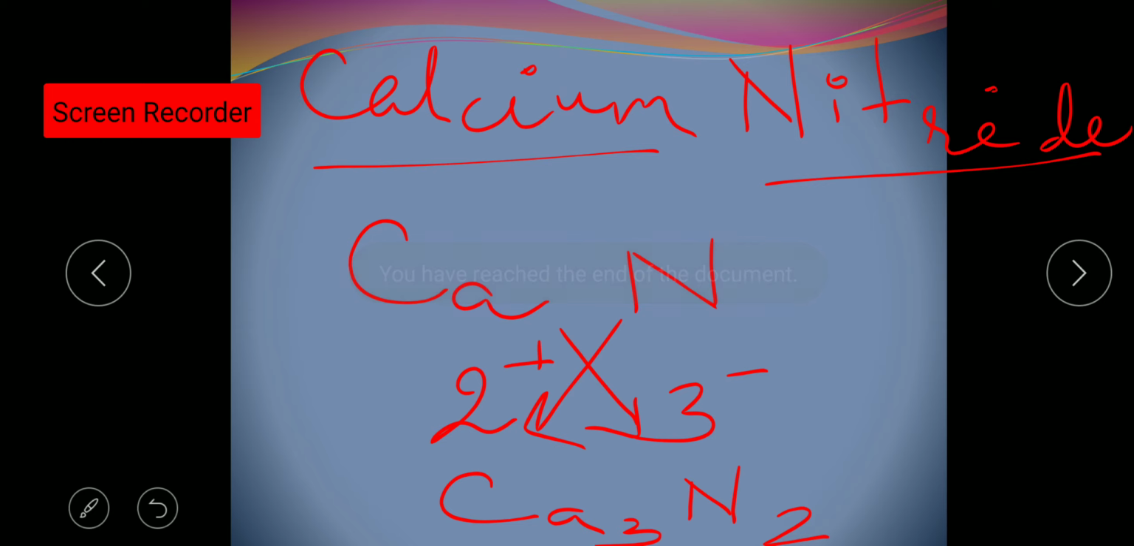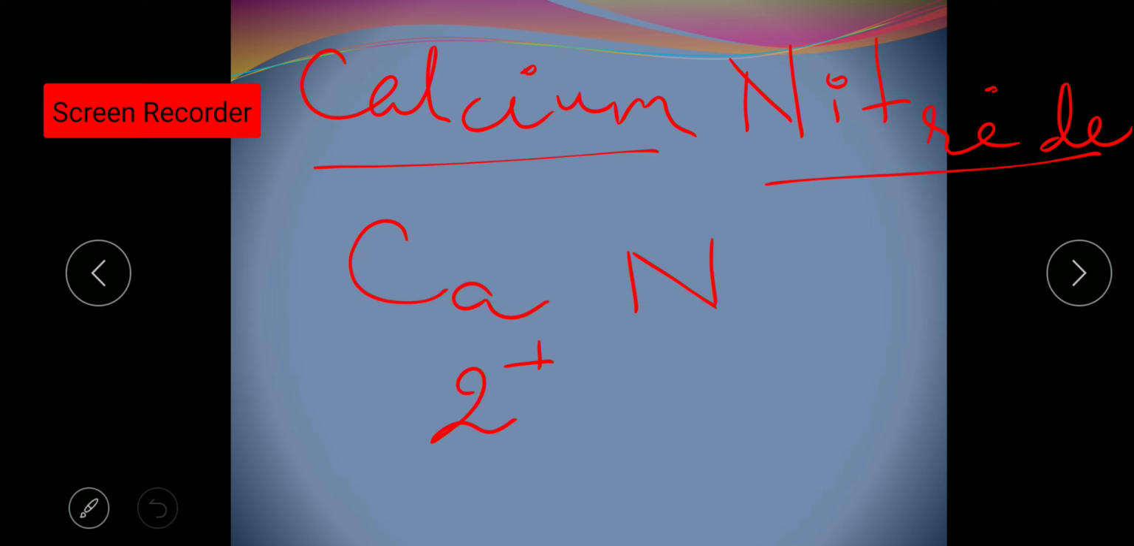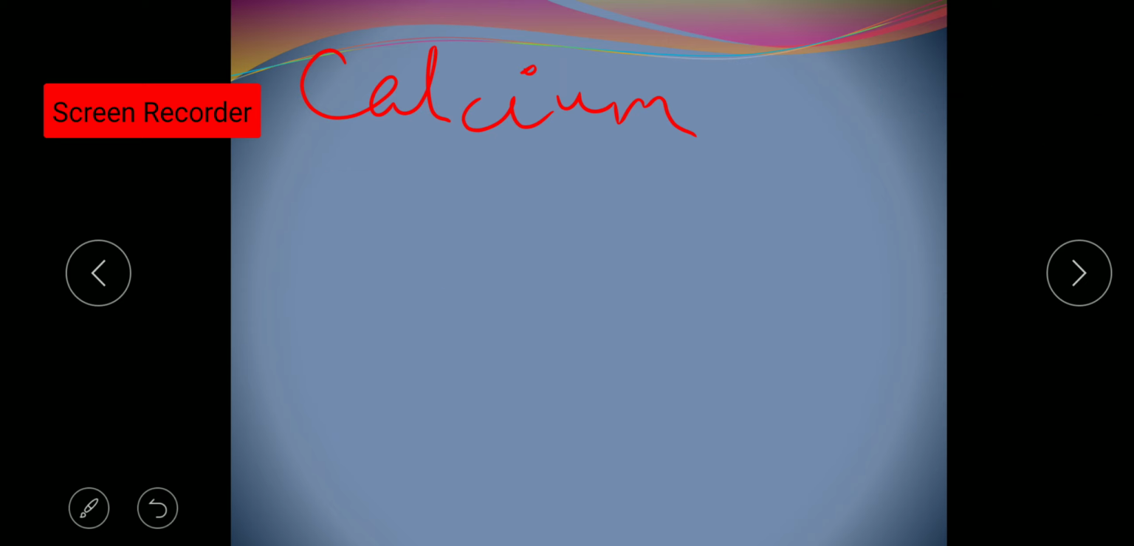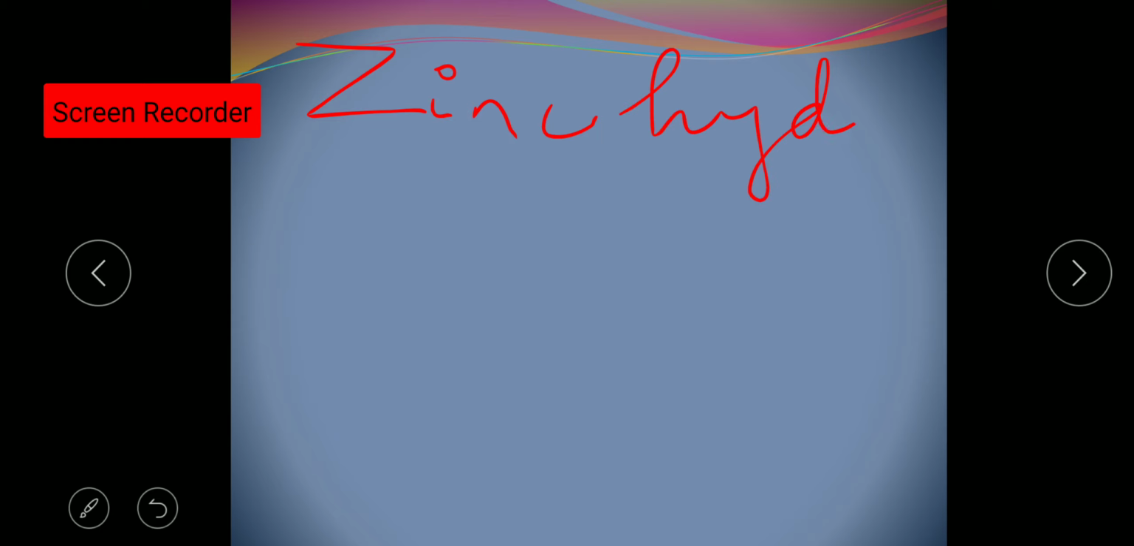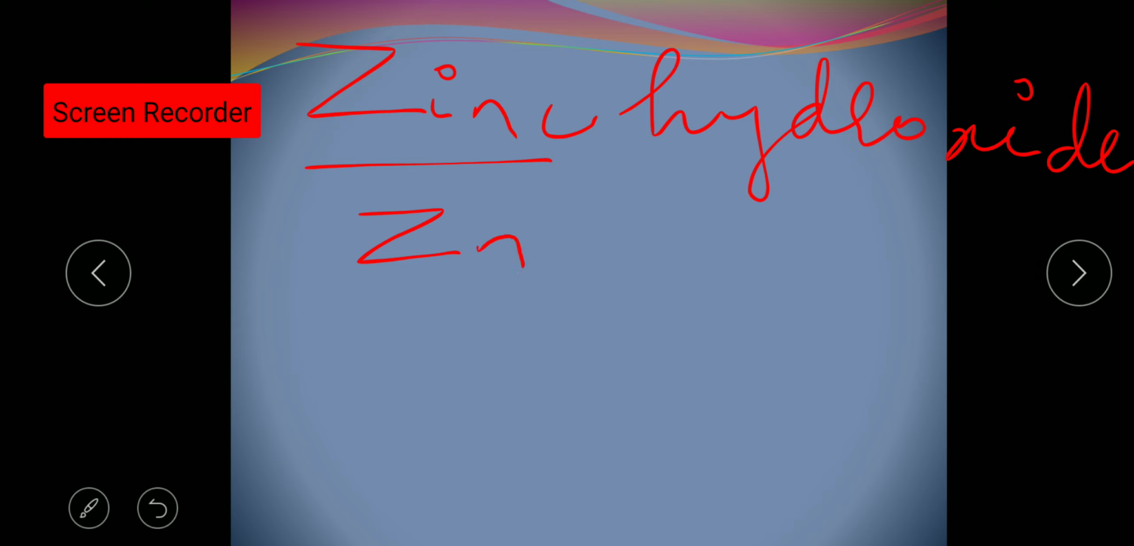Next, we have to see the molecular formula of another compound, and that is zinc hydroxide. So here hydroxide is what? Atom or radical? Hydroxide is a radical. And what is the valency of hydroxide? That is -1. So the symbol of zinc is Zn. The symbol of hydroxide is OH.